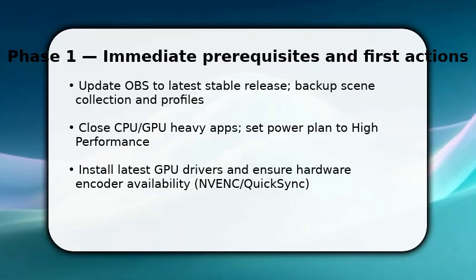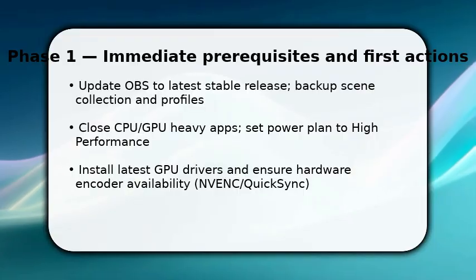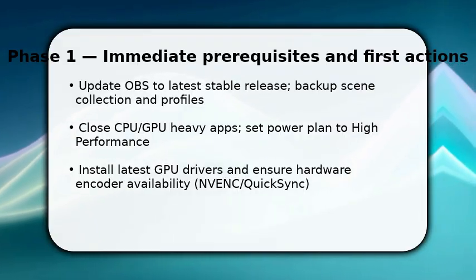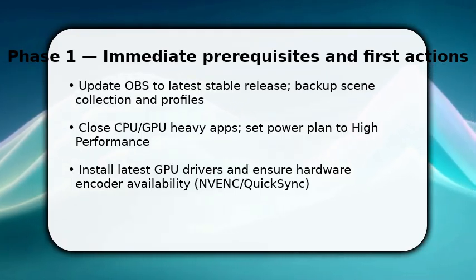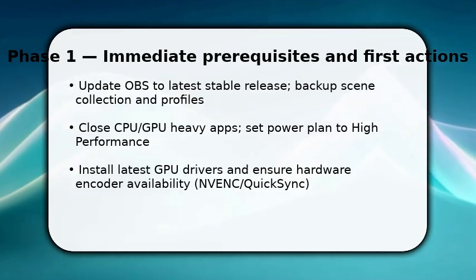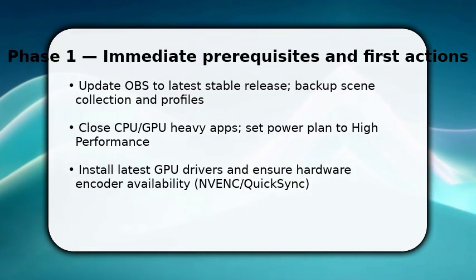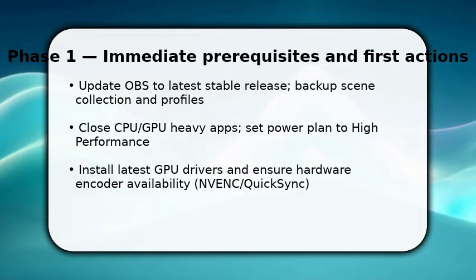You start by preparing the system. Update OBS now and back up your scene collection and profile so settings are reversible. Close browsers, game clients, and video editors to free CPU and GPU. Once done, set Windows Power Plan to high performance. Make sure your GPU drivers are current and that a hardware encoder like NVENC or QuickSync is present. This offloads encoding from CPU and is the foundation of low-latency recording.